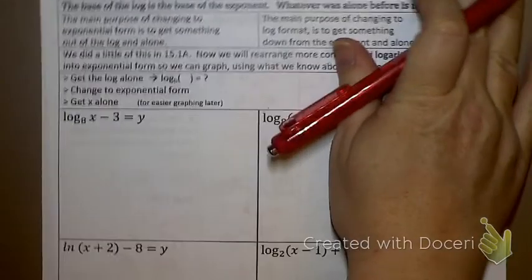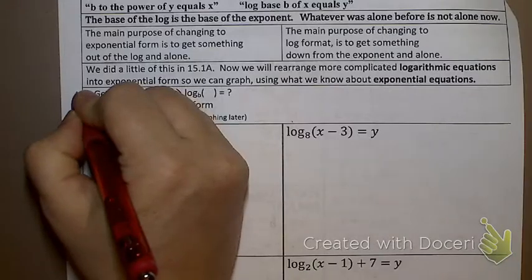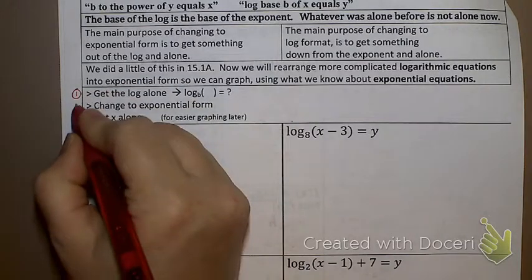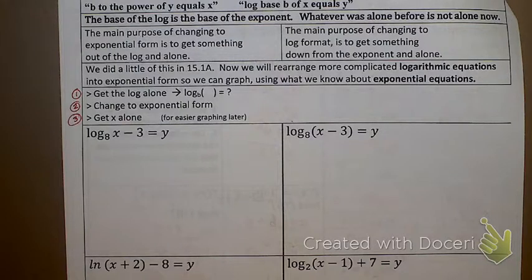Now that's kind of strange because usually when we've gotten things by themselves before, at least when there's an x and a y, usually we've gotten y by itself. But now we're getting x by itself. So there's 3 steps. Step 1 is get the log alone. Step 2, change to exponential form. And then step 3 is to get x by itself if it's not by itself already.